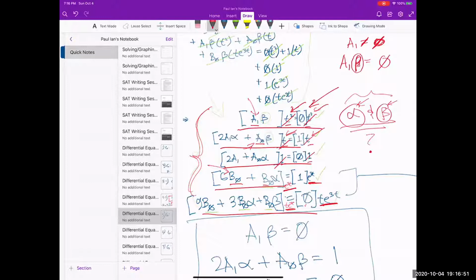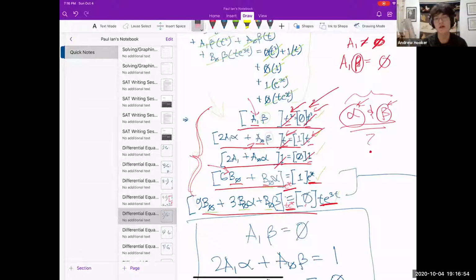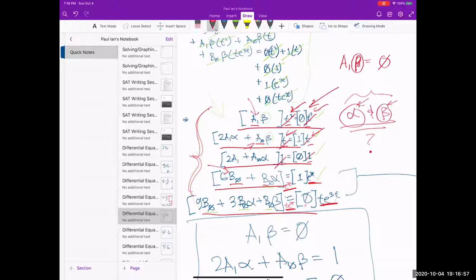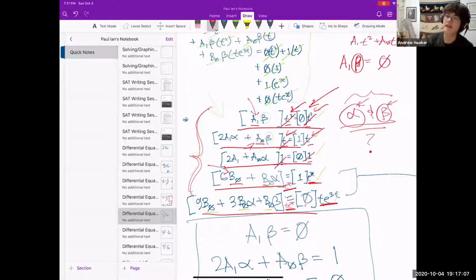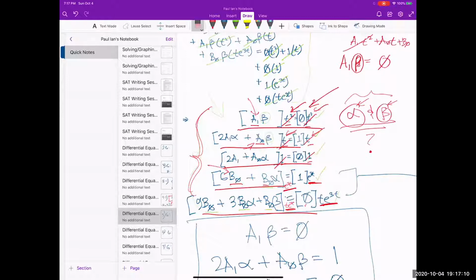So A1 can't be zero, right? How do you know it's non-zero? It's non-zero because otherwise you're discounting the solution, you're discounting this t squared. You have A1, and you have A naught t plus B naught, because it's attached to stuff, it's a solution. It cannot be zero. So the only thing that works is beta has to be zero. If A1 can't be zero, then beta has to be zero. So you solve one of them. That's really easy, like one half of it.